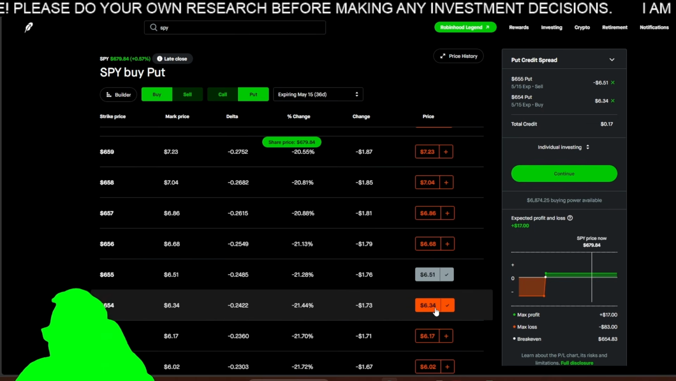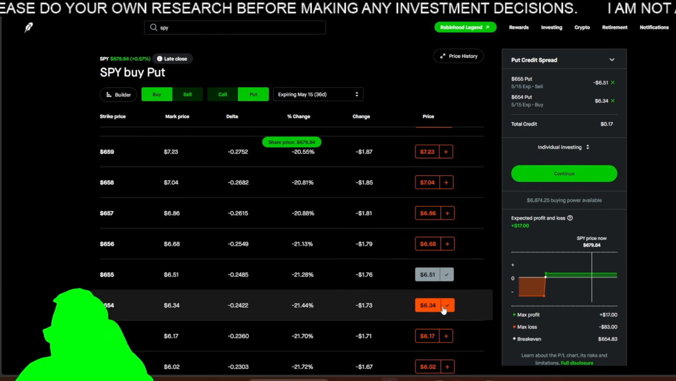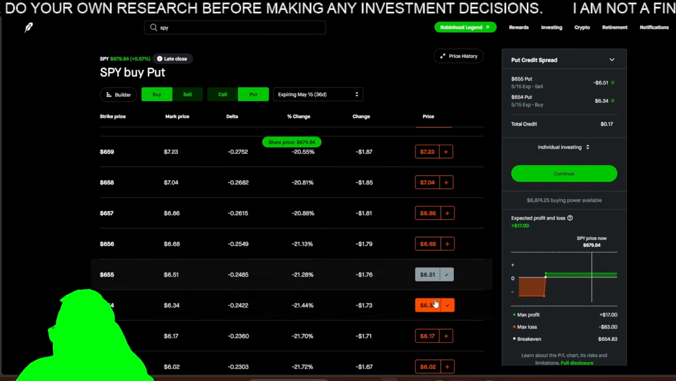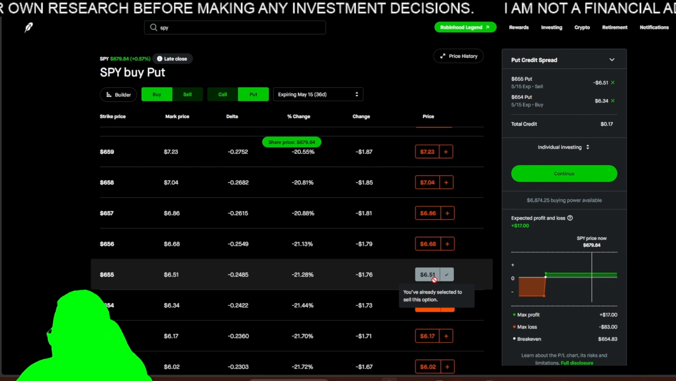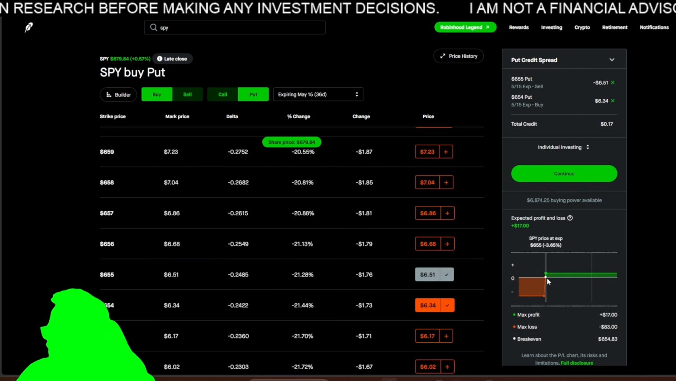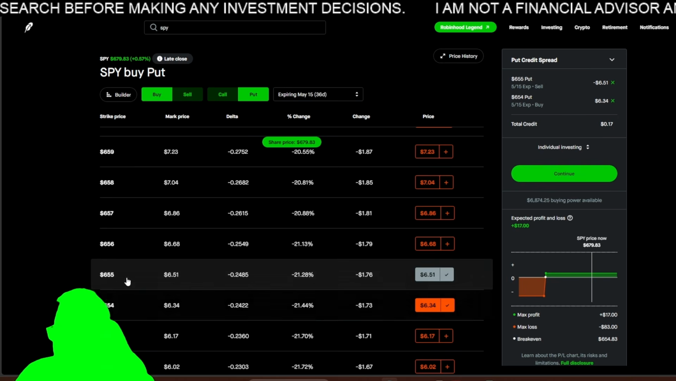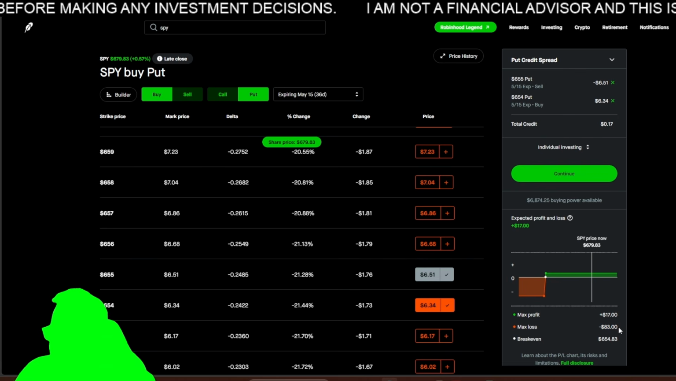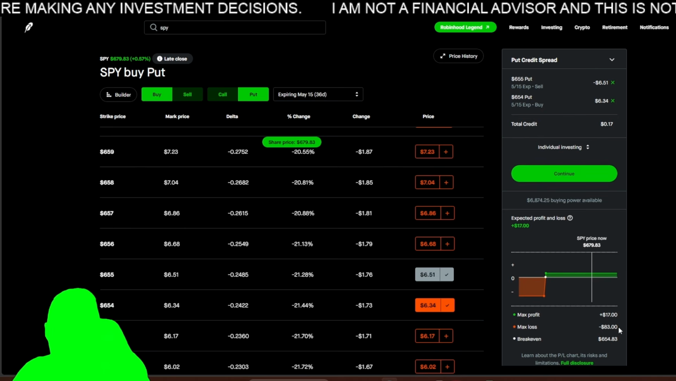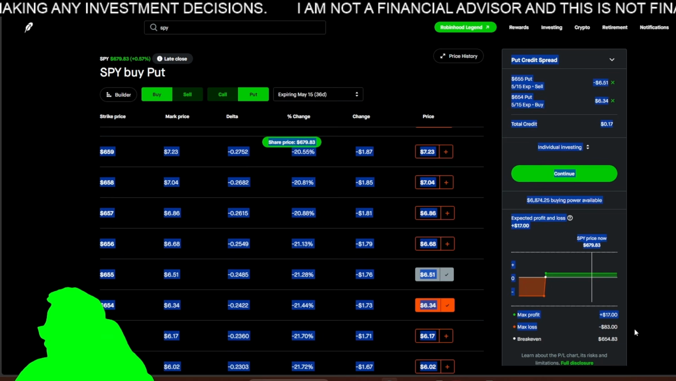Basically, you're getting paid for selling this contract, but you're buying this one here, so the difference is going to be your credit. So you get a credit in the spread, which is what creates what's called the credit spread. And again, your max loss would be $100 minus the premium you get. So it'd be $83 as a max loss. So you can trade SPY put options with as little as $100.